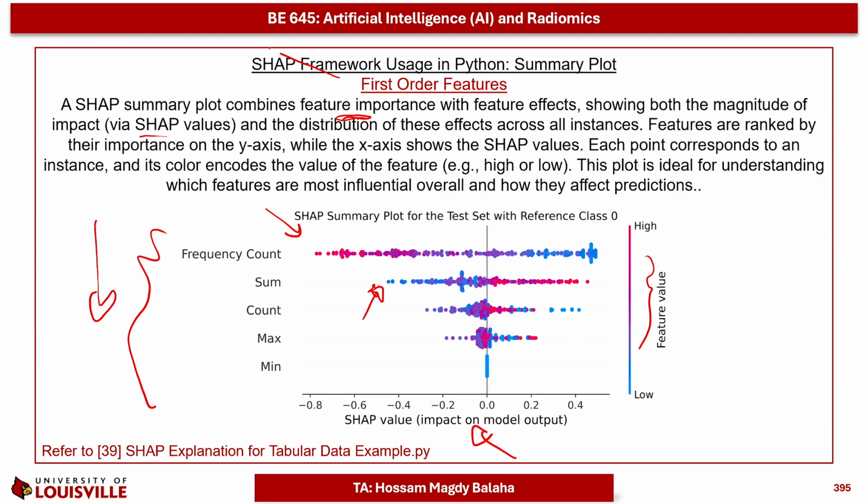So as you see, we are dealing with the first order features. For the feature frequency count, there is low impact across these features because most of them are blue in the low range, while for the sum, it's the opposite: there are high values reflected by the high range of the color encoding. So we can say that for the sum feature, by increasing the SHAP value, the influence of the sum feature is higher, while for the frequency count, it's the opposite. By increasing the SHAP value, the importance of this feature decreases.